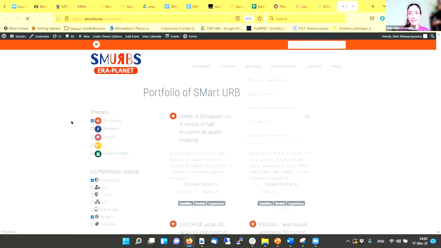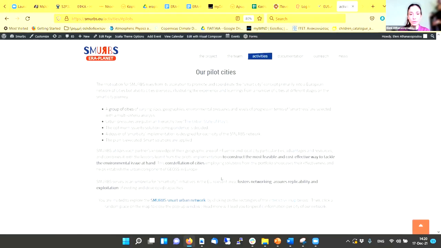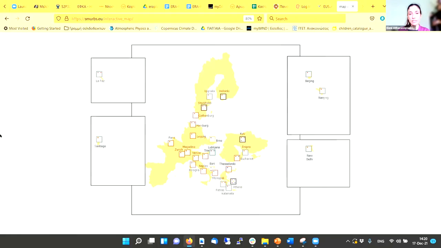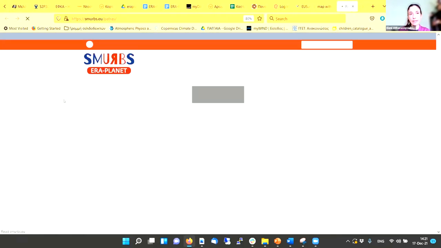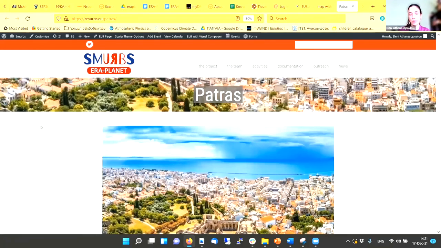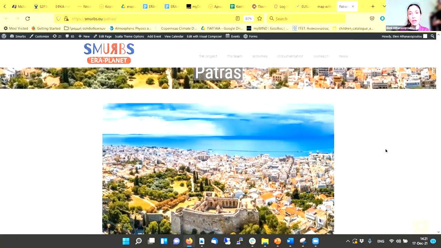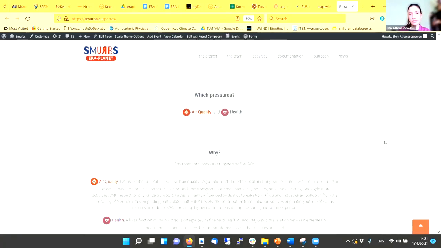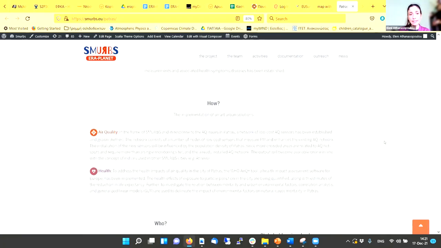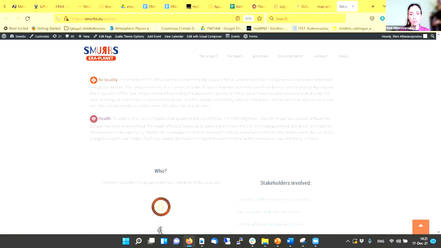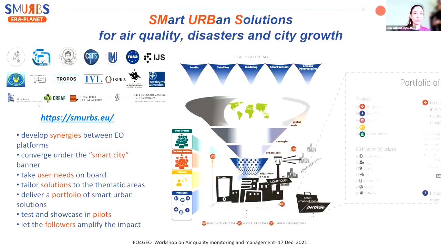These solutions are implemented in several cities. We can see online the network of cities. As you can see here, Patras is also in the network because we have collaborated with Andreas and the team. And you can see, for example, here one of the web pages that shows the implementation with basic information on the city, which are the pressures that are addressed and why. And how? I guess earlier in the morning, the network of sensors there was described. I wasn't able to watch.